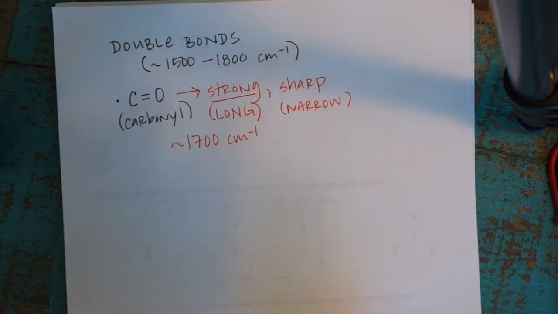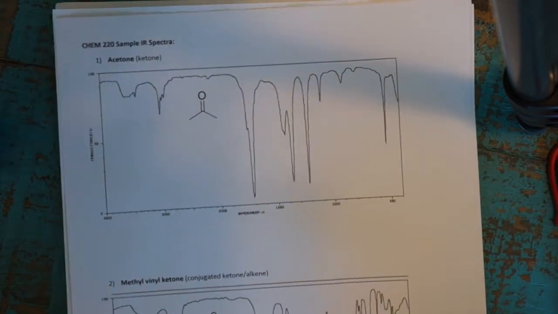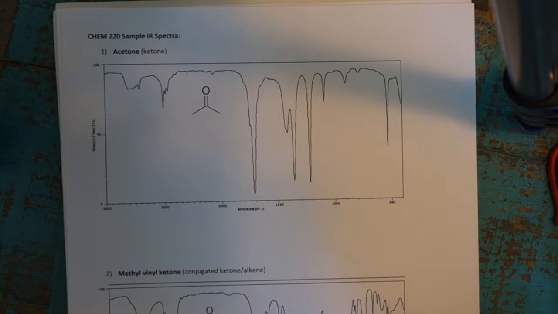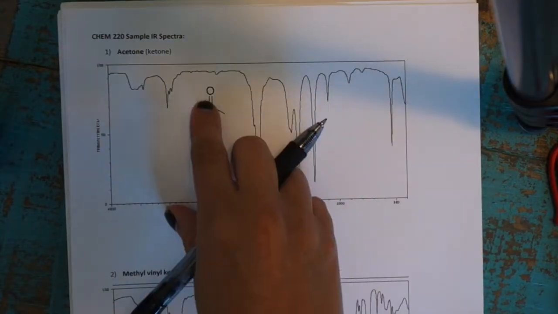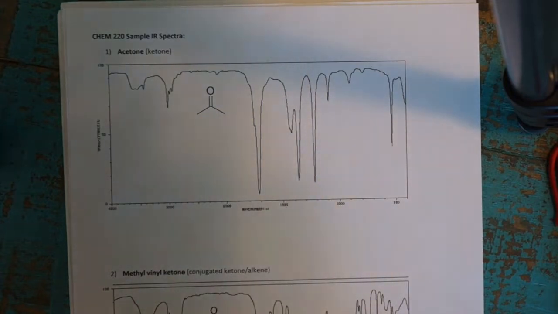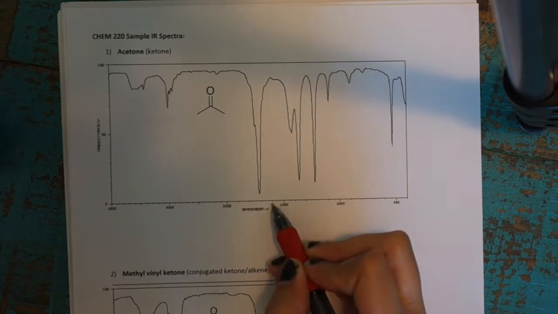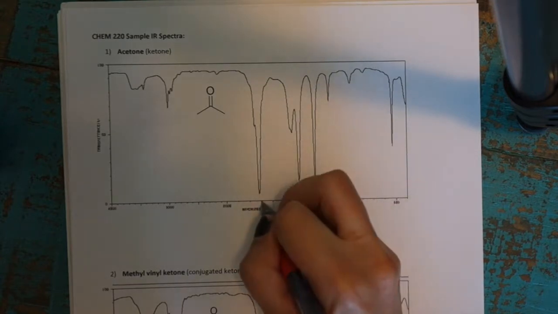Okay, just to show an example of that, the first one on your sample spectrum handout is a really simple carbonyl compound. This is acetone, a simple ketone. And what we're showing here, if you look, here's 1500, 1600, 1700 right here.